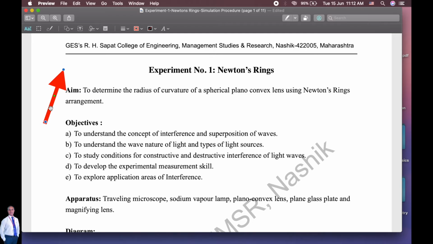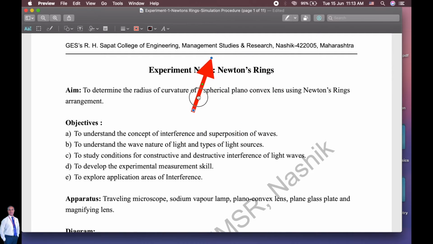Hello everyone, I hope you are doing great. In this video I am going to explain how to perform Newton's rings experiment with the help of virtual lab, that is an online simulation. So I have prepared one sheet which is shown here on the screen, and I'm going to explain to you how to perform this Newton's rings experiment with the help of virtual lab.